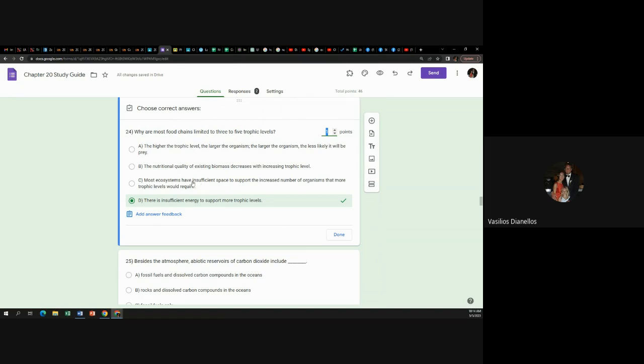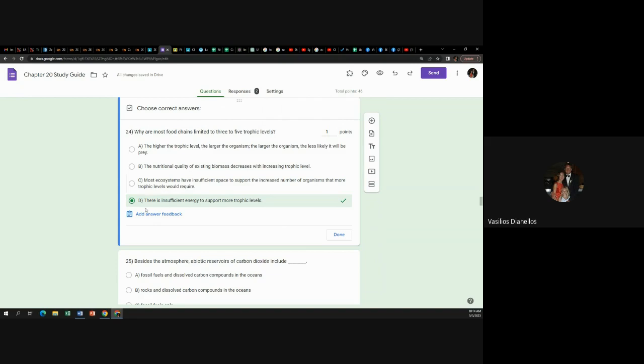Let me see this really quick. Most ecosystems have insufficient space to support the increased number of organisms. That is also true. The nutritional quality of existing biomes decrease. No. The higher the trophic level, the larger the organism. Not always. The larger the organism, the less likely it will be to prey.